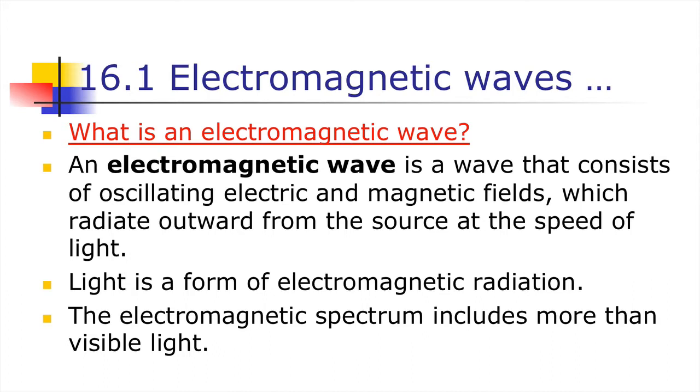So what's an electromagnetic wave? I just pretty much tried to explain in the previous slide how it started, how Maxwell theorized about it, and how Heinrich Hertz conducted an experiment to detect it. Okay, so what is an electromagnetic wave? We already said it. An electromagnetic wave is a wave that consists of oscillating electric and magnetic fields moving in tandem, which radiate outward from the source at the speed of light.